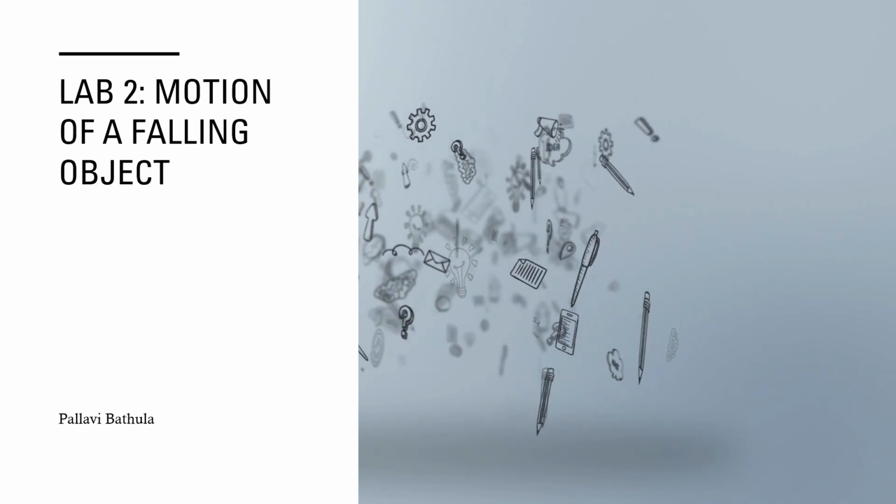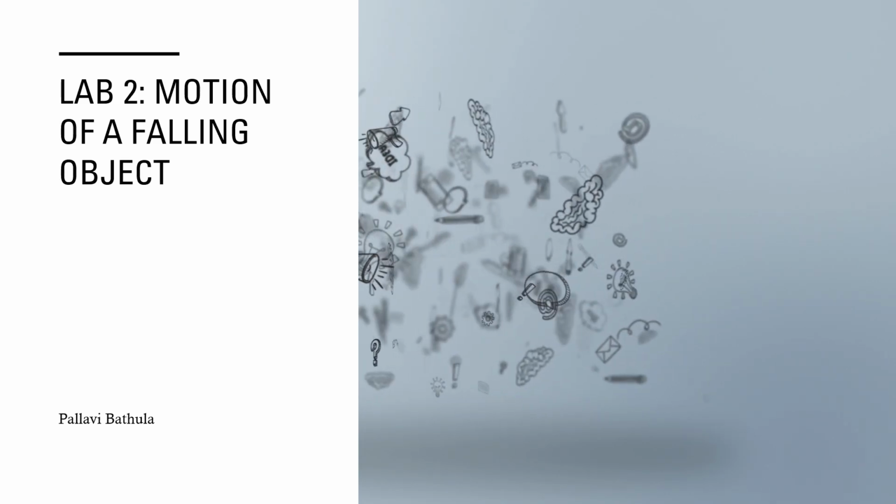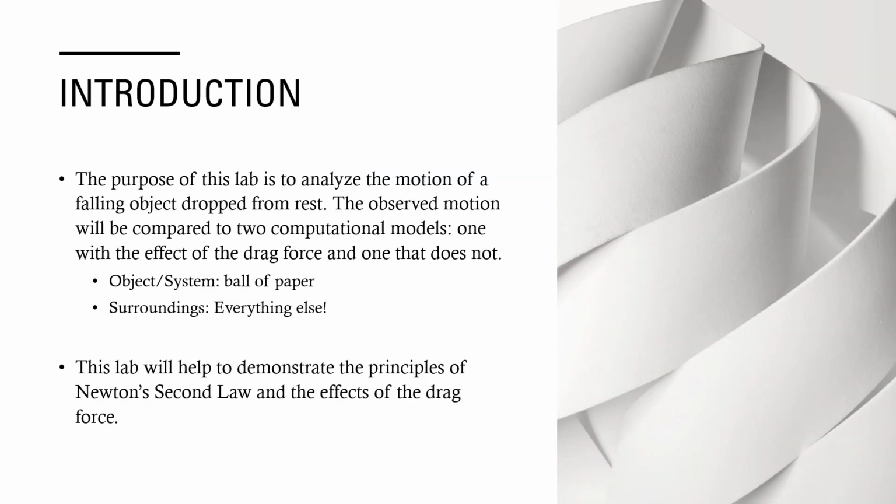This is my Lab 2, motion of a falling object. The lab is to analyze the motion of a falling object dropped from rest. The observed motion will be compared to two computational models, one with the effect of the drag force and one that does not have it. And both models include gravity.